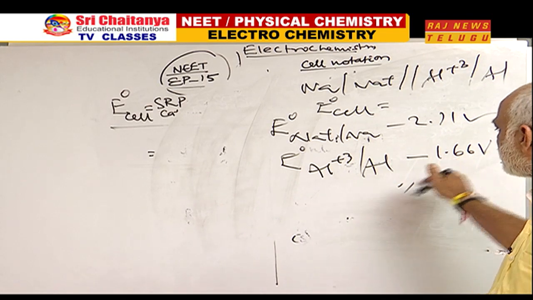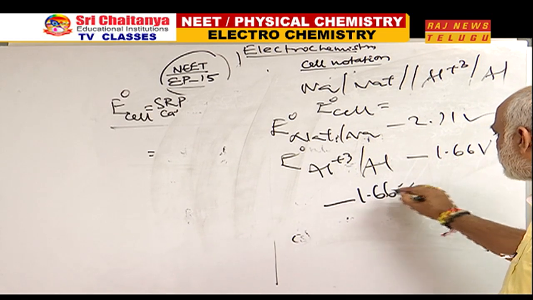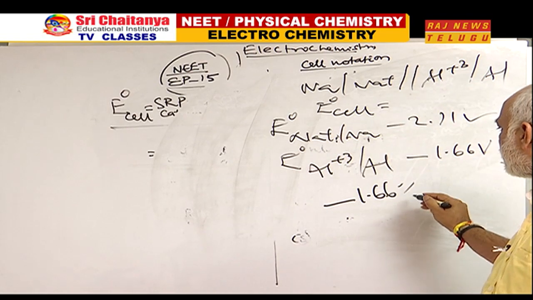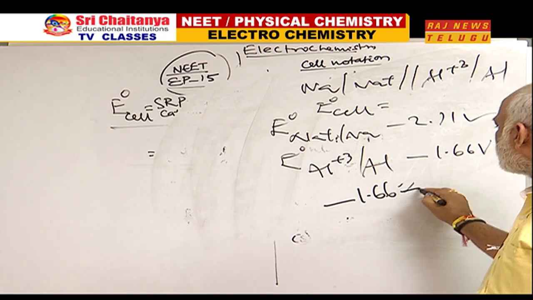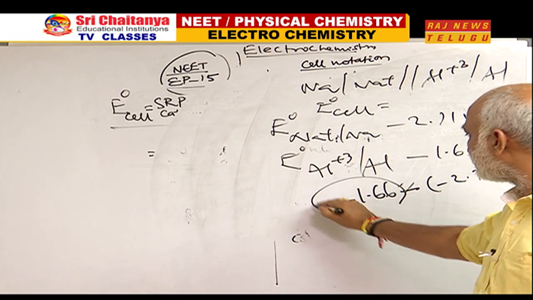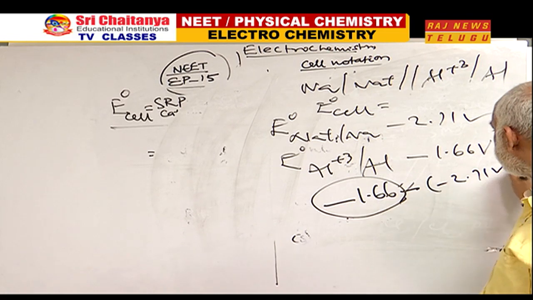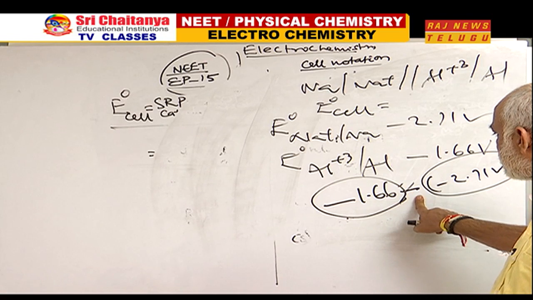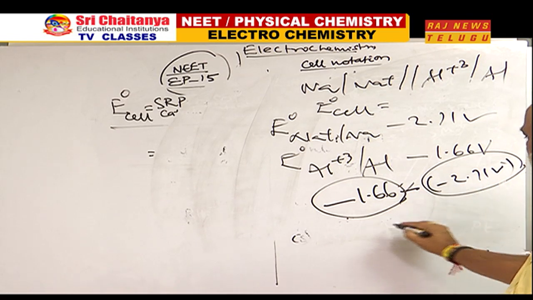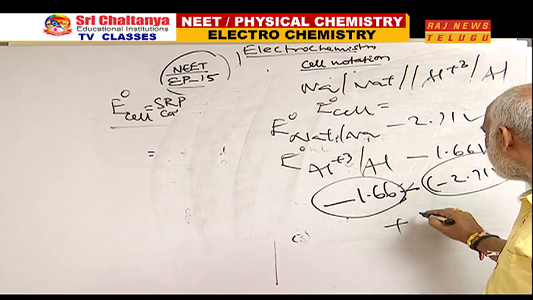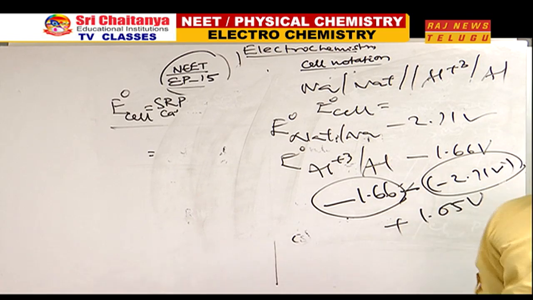What is SRP at the cathode? Minus 1.66. The cathode is aluminum. What is SRP at the anode? Minus of minus 2.71. SRP at the cathode minus SRP at the anode will be some plus value, exactly speaking 1.05.